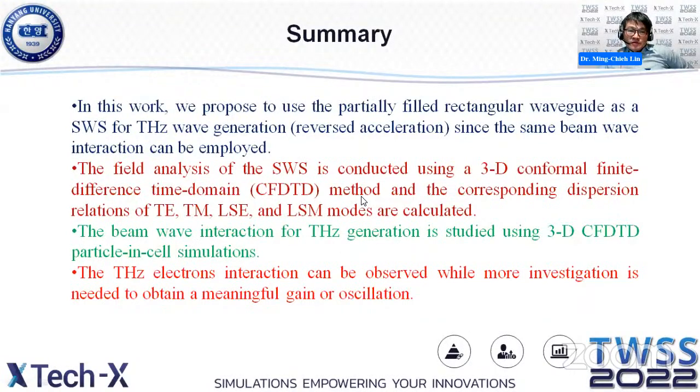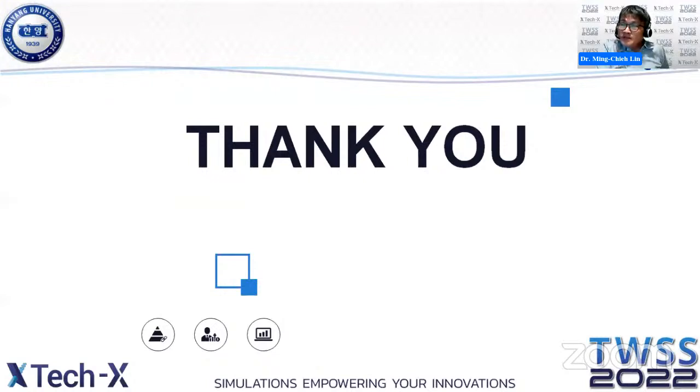Field analysis of this slow wave structure is conducted using the 3D conformal finite difference time domain method, and the corresponding dispersion of TE, TM, LSE, LSM modes is calculated and shows agreement with analytical theory. The beam wave interaction for terahertz wave generation is studied using 3D CFDTD PIC simulations, and we demonstrated that terahertz electron interaction can be observed, while more investigation is needed to obtain a meaningful gain or oscillations. I think that's all. Thank you very much for your attention. I'm here for taking questions.